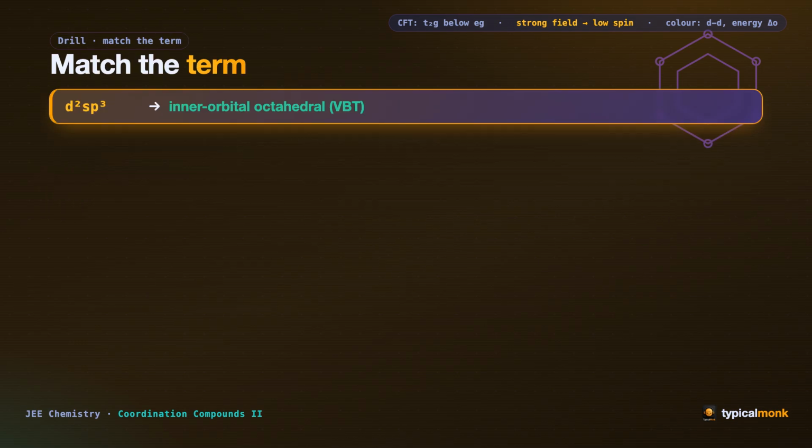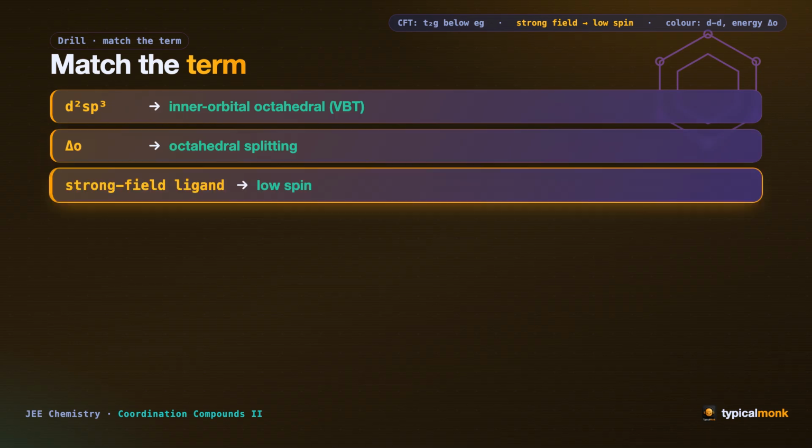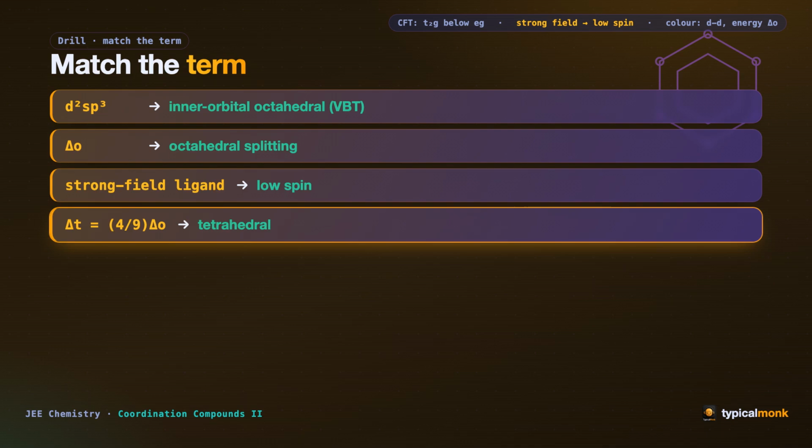Now match each term to its meaning. The hybridisation d2sp3 goes to an inner orbital octahedral complex in valence bond theory. Delta O goes to the octahedral splitting. A strong field ligand goes to a low spin complex. And delta T equal to 4/9 of delta O goes to the tetrahedral field. 4 pairs, each worth memorizing.